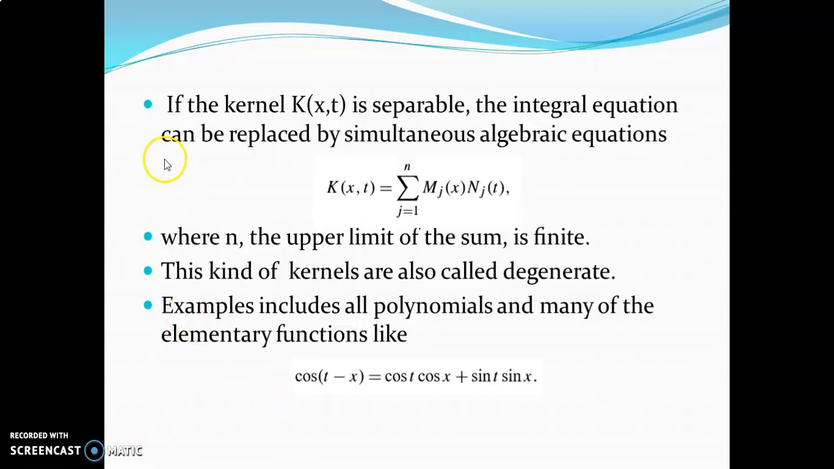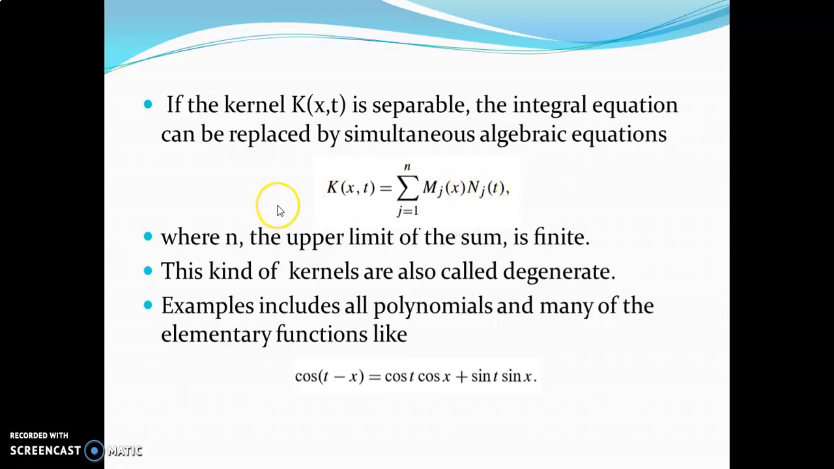Now, if the kernel k of x,t is separable, we have seen that the integral equation can be replaced by simultaneous algebraic equations. A kernel is separable means k of x,t can be represented as the summation j equal to 1 to n of mj of x into nj of t.